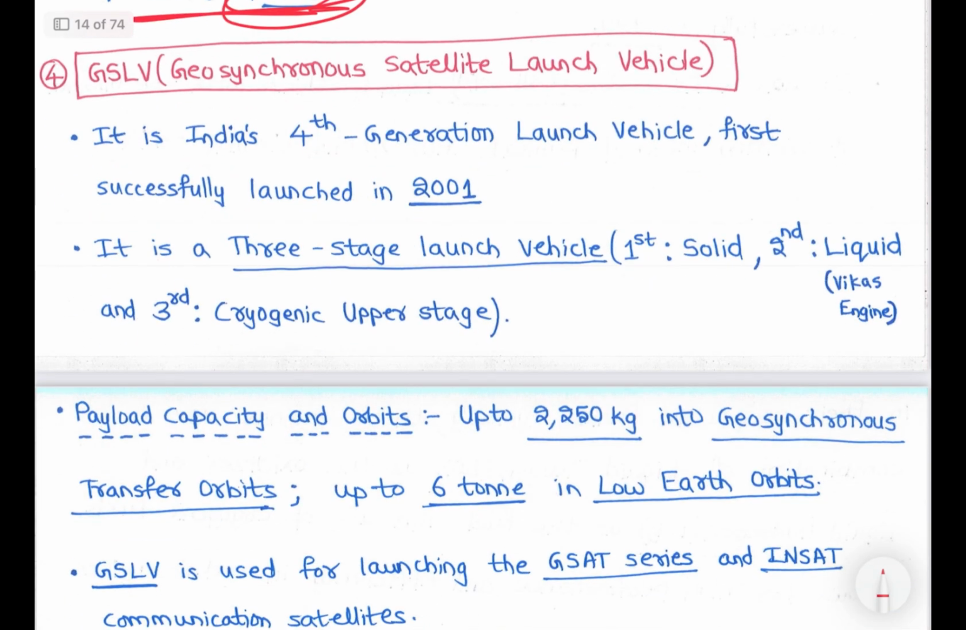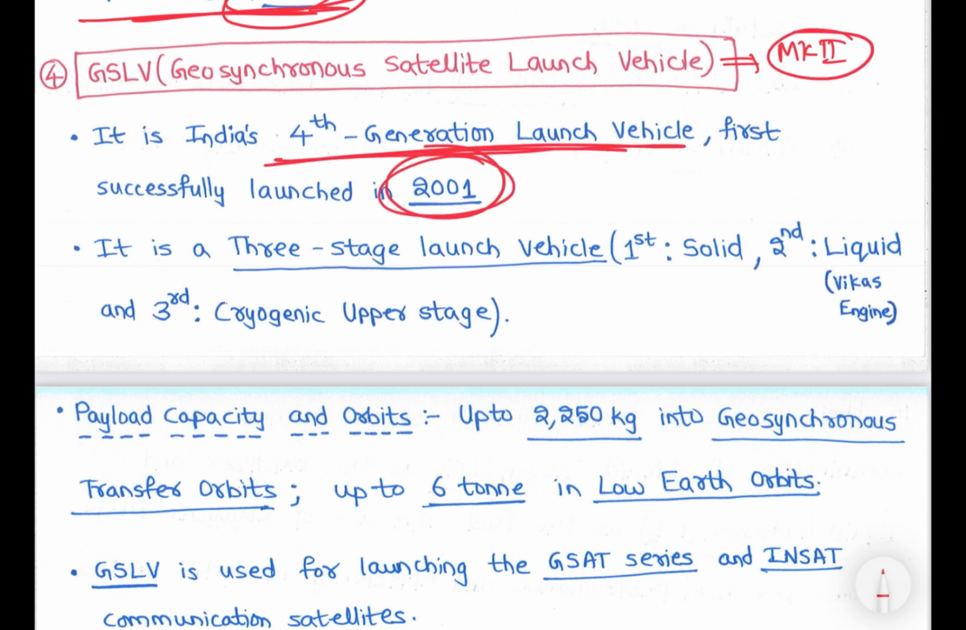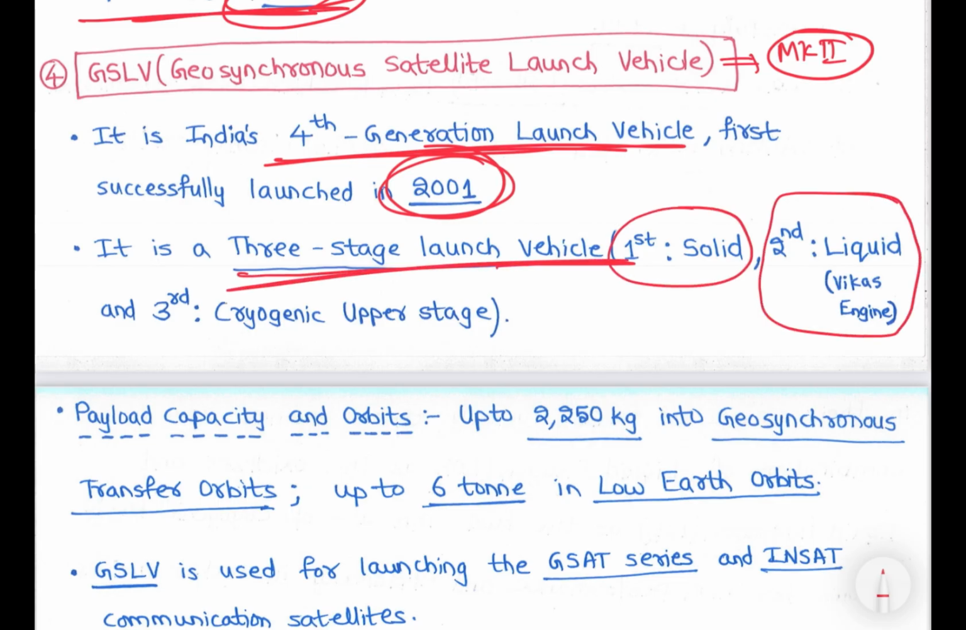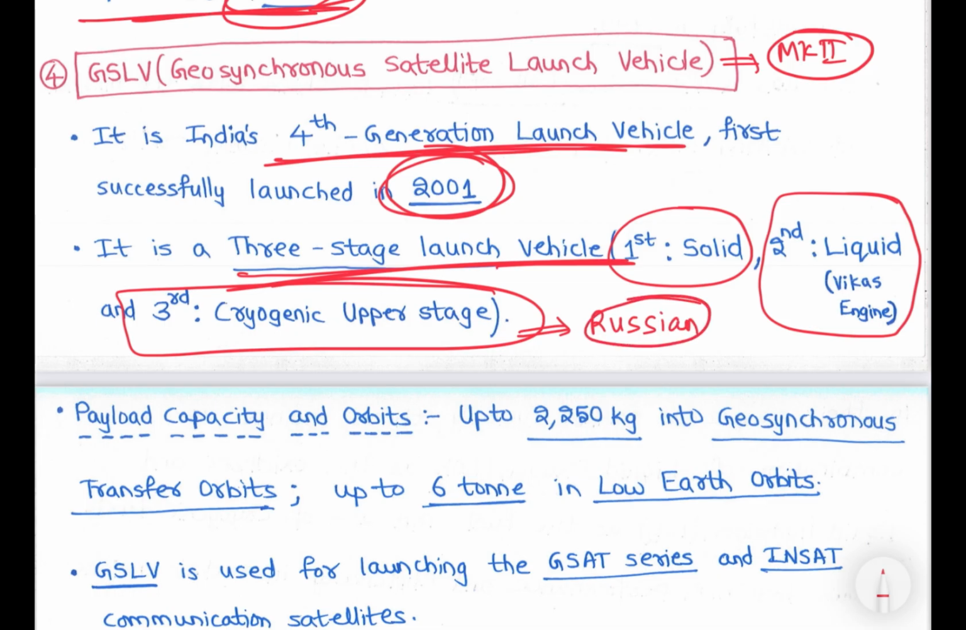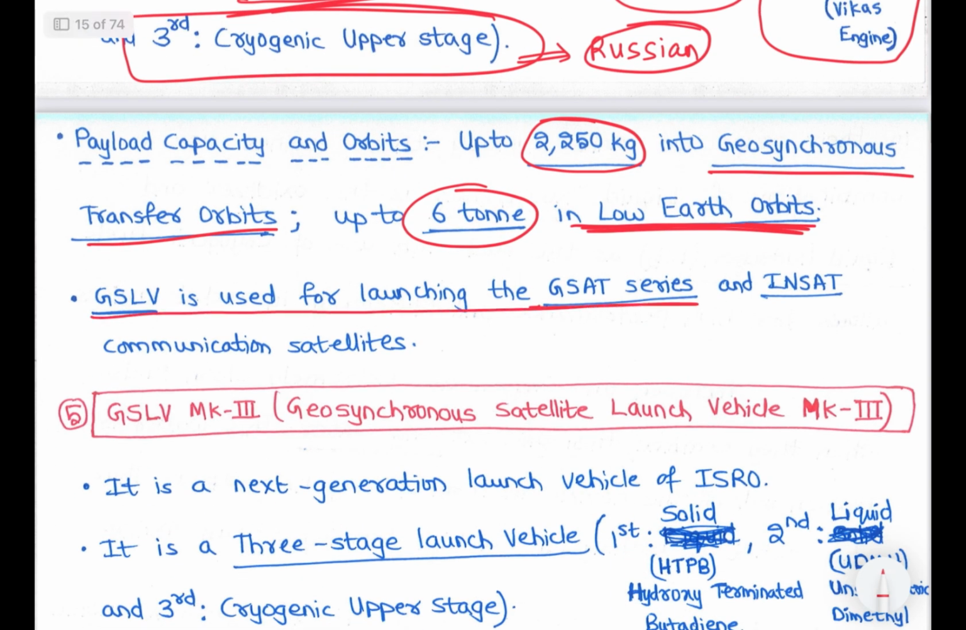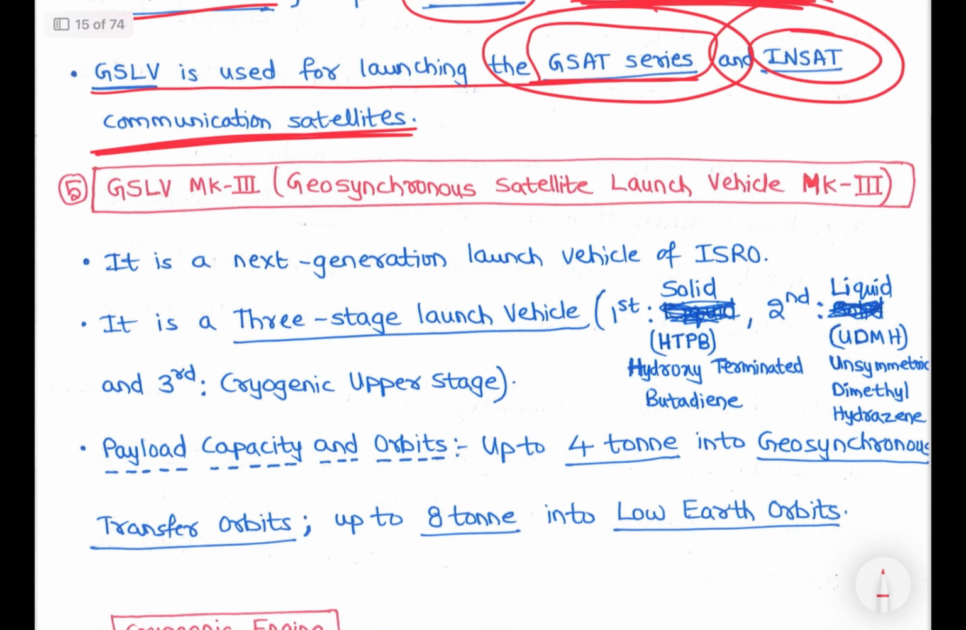Then GSLV. Whenever we are talking about GSLV, we are talking about GSLV Mk2, a fourth generation launch vehicle, first successfully launched in 2001. Three-stage launch vehicle, first is solid, second is liquid, Vikas engine, and third is cryogenic upper stage. In 2001 we used Russian cryogenic technology, as we hadn't developed it then. Payload capacity is 2250 kg in geosynchronous orbit and 6 ton in low earth orbit. GSLV is used for launching GSAT series and INSAT series communication satellites.